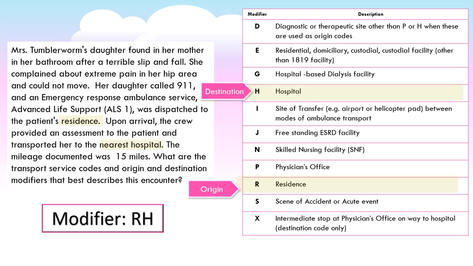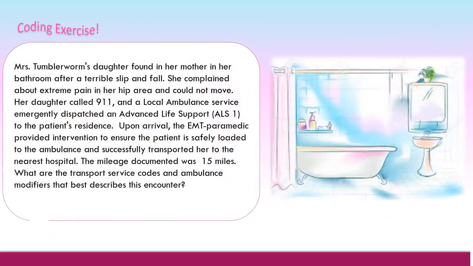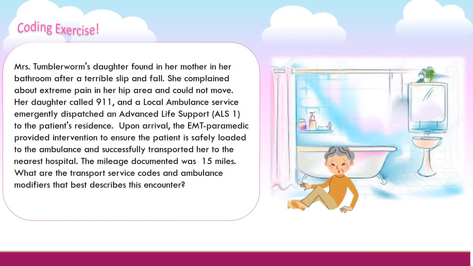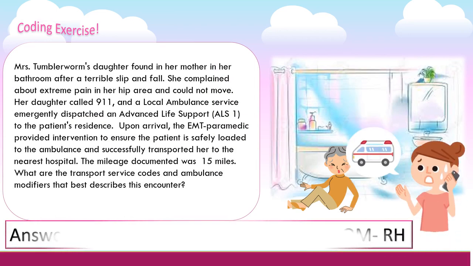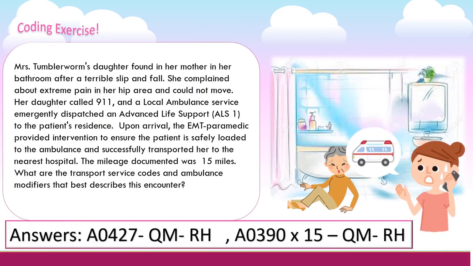All right, so let's go ahead and put our codes together. So our answers are A0427 with modifiers QM and RH, and A0390 to code for the mileage times 15, with modifiers QM and RH.